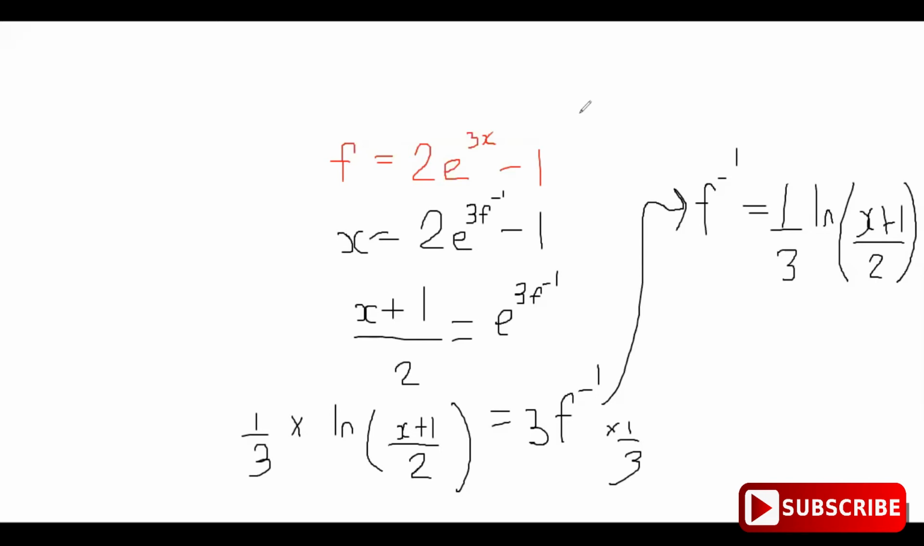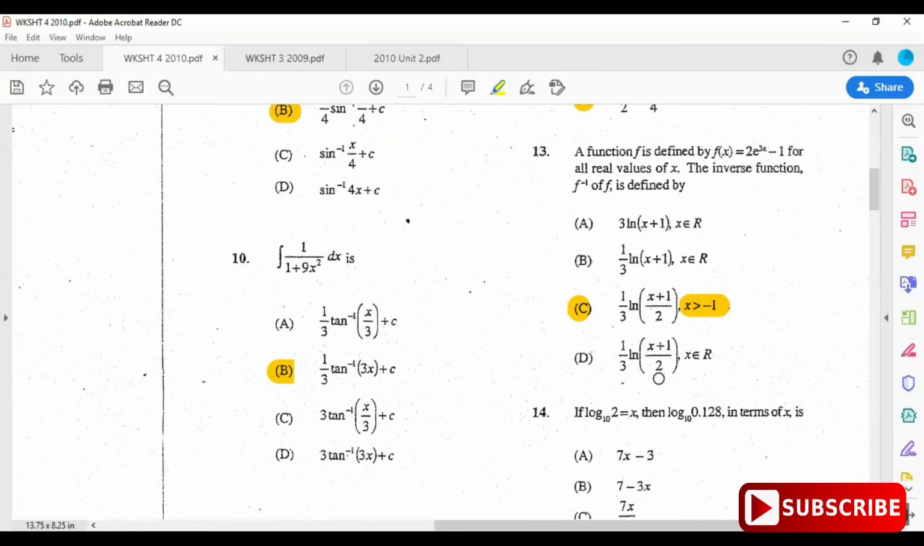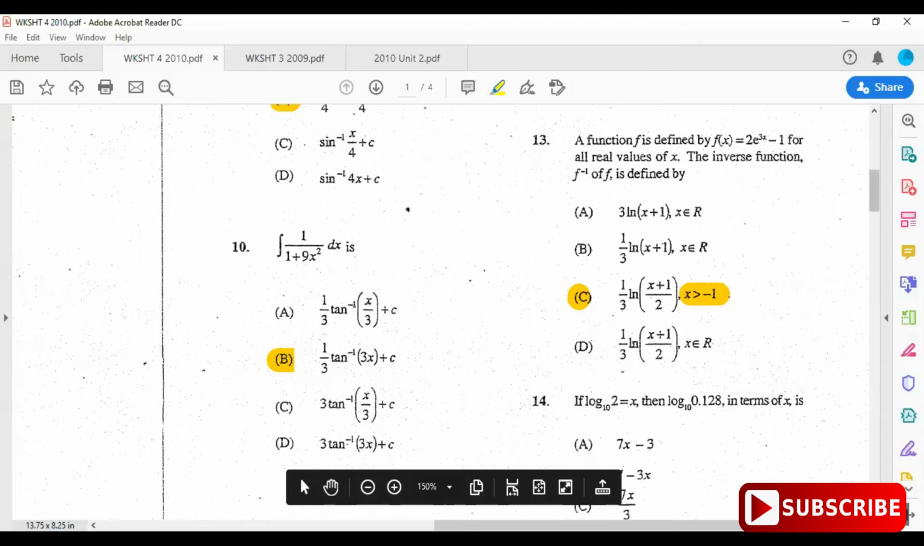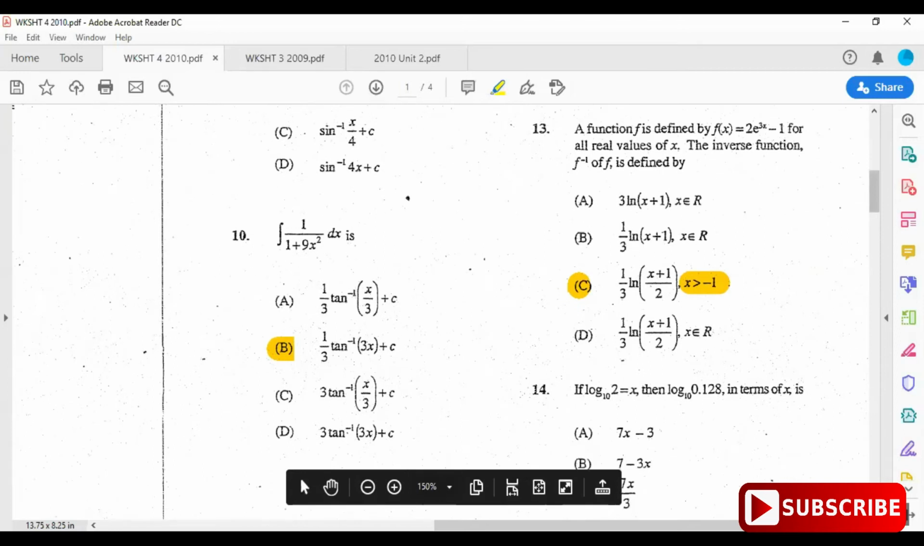And then when you look at your answers, you're going to see 2 of them are the same, but the domain defined is different. But then you have to remember x cannot be negative. And so x has to be greater than -1. Because if x is negative, then you're going to take ln of a negative number, and the ln of a negative number does not exist. All right? So that's what we do to get C.